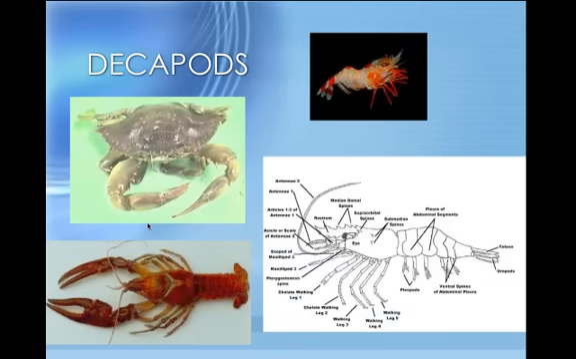Decapods include lobster, crayfish, crabs, and shrimp. They have 10 walking legs. They are the larger crustaceans. Their cuticle or exoskeleton is hardened by calcium carbonate. The carapace is the portion of the exoskeleton that covers the dorsal side of the cephalothorax and acts as a shield. Most of these are marine except crayfish.